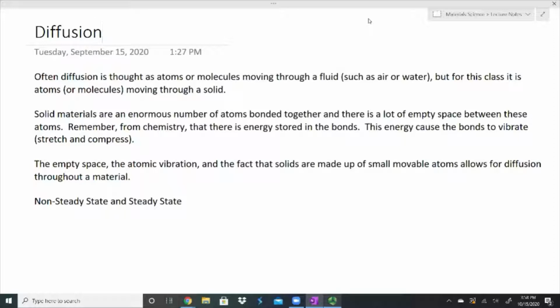Remember, solid materials, even though we think of them as hard, impenetrable, they're really just a bunch of really, really small atoms or molecules that are bonded together, and there's a lot of empty space between them. When we model them as hard spheres, like when we did our packing density, we also have to remember that really they're just protons and neutrons at the center of the nucleus, and there's just electron clouds around there. The bonds are vibrating and the atoms are moving around slightly, stretching, compressing, and so there is a lot of empty space there for diffusion to happen.